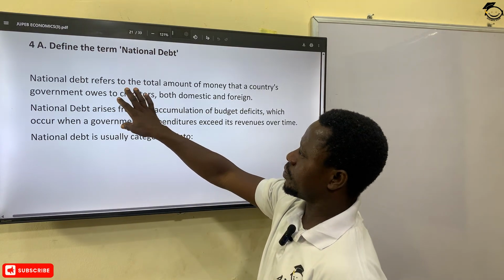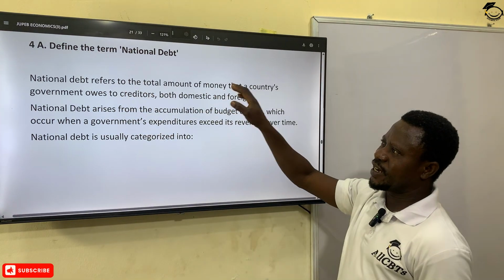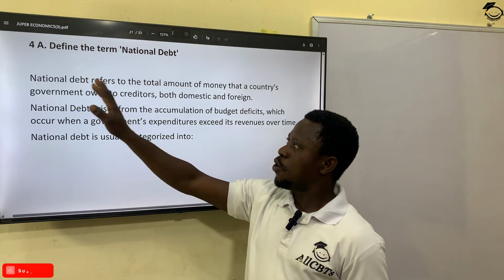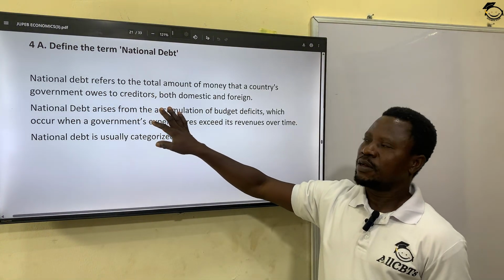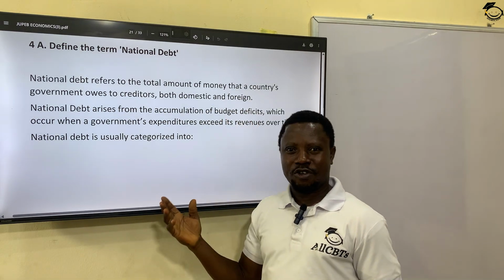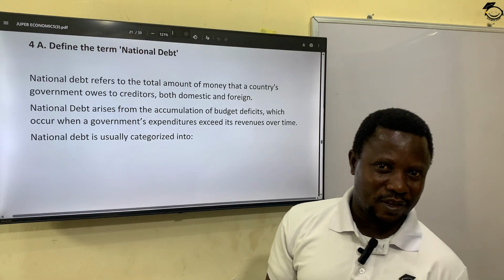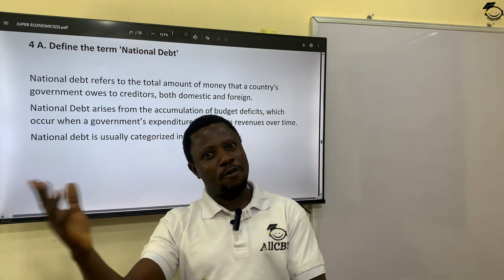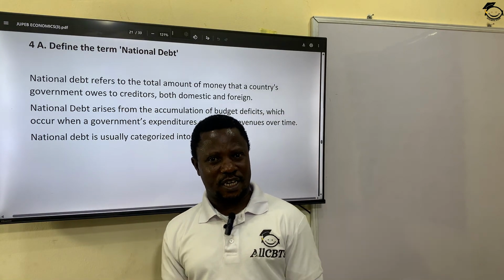National debt refers to the total amount of money that a country's government owes to creditors, both domestic and foreign. So when you say the government is owing, the government owes contractors. They gave contracts and they are owing, they have not paid. So these are internal debts.